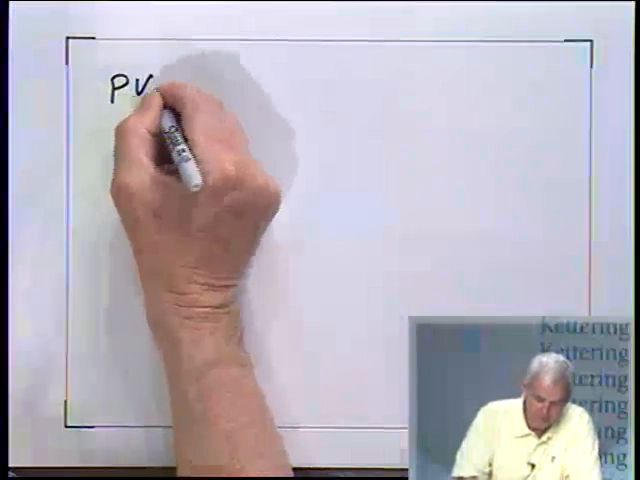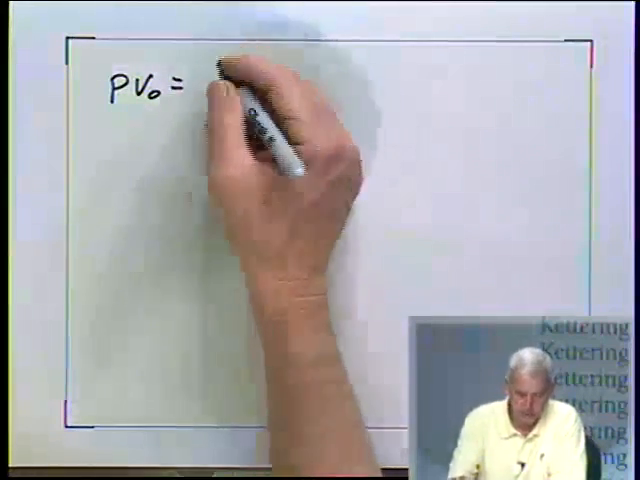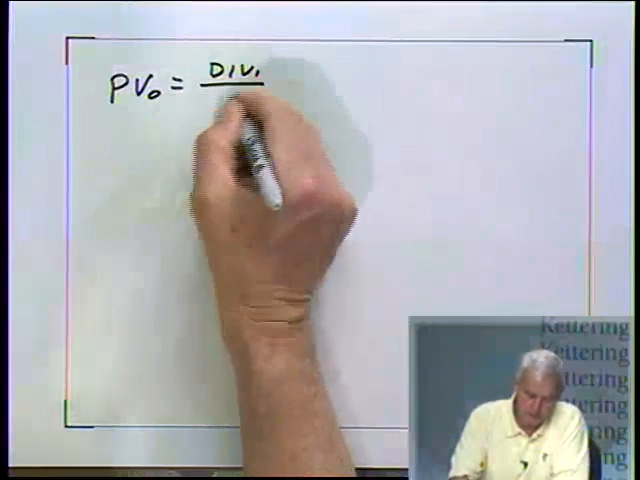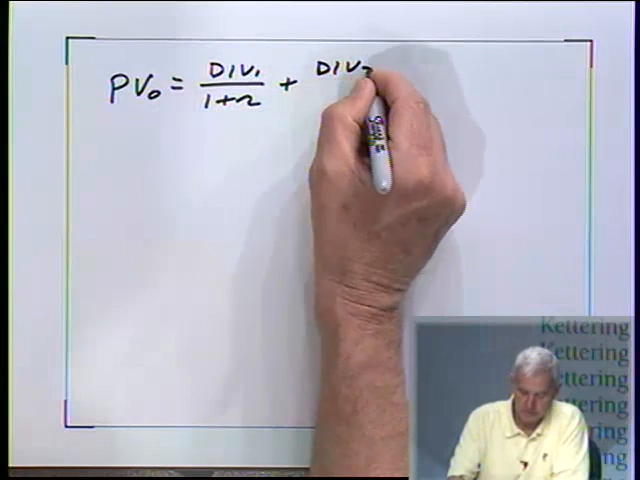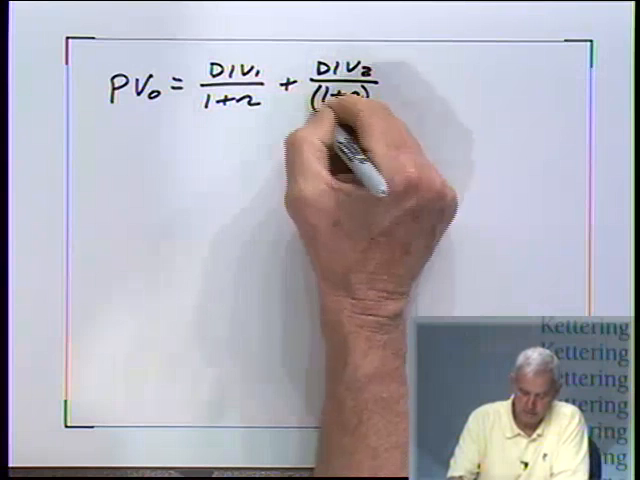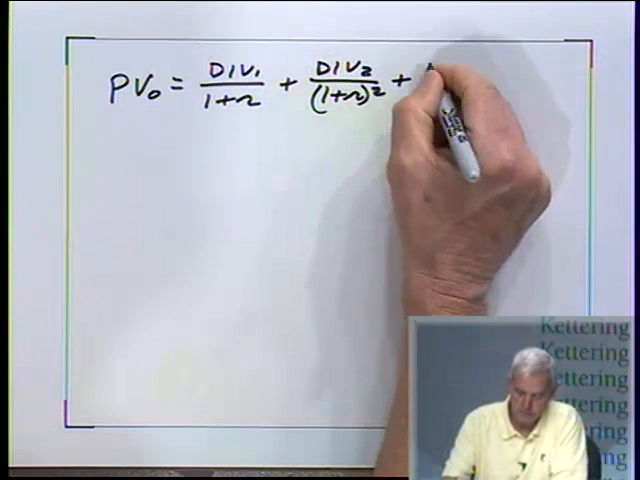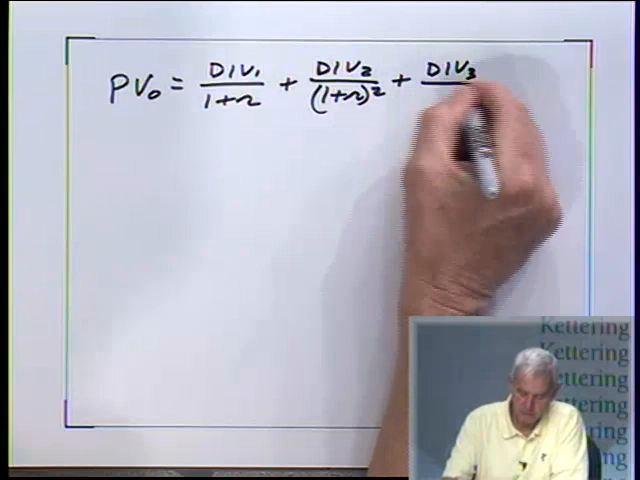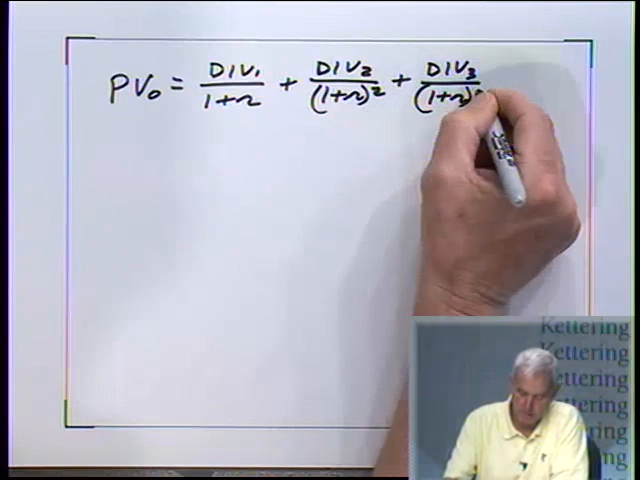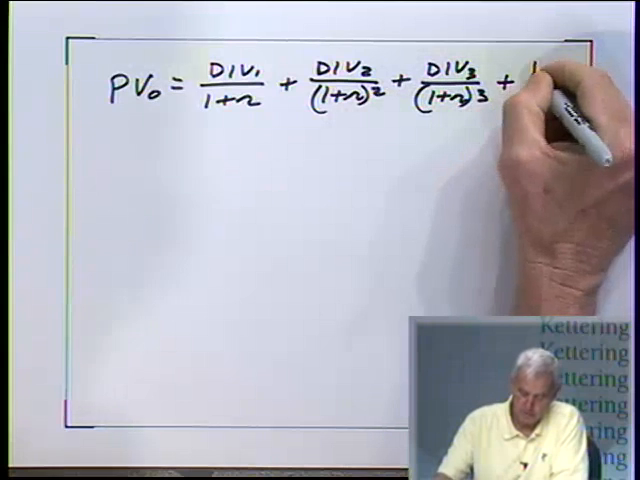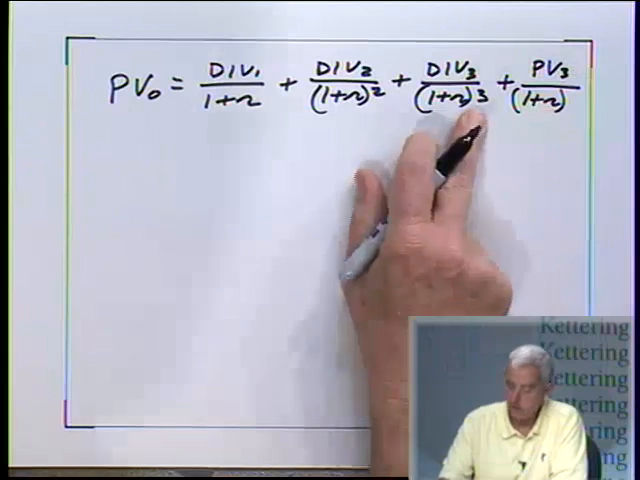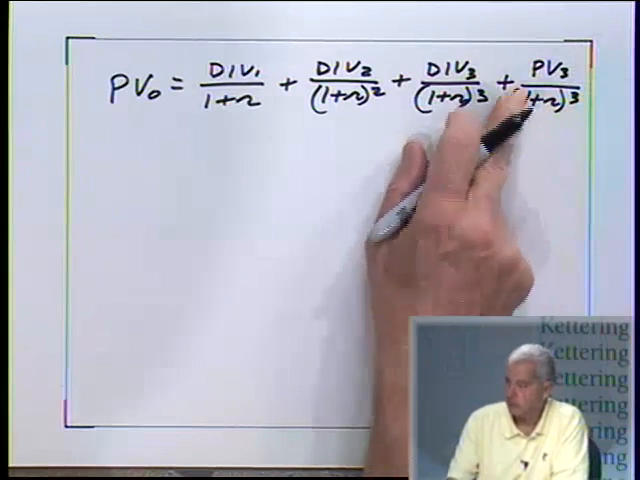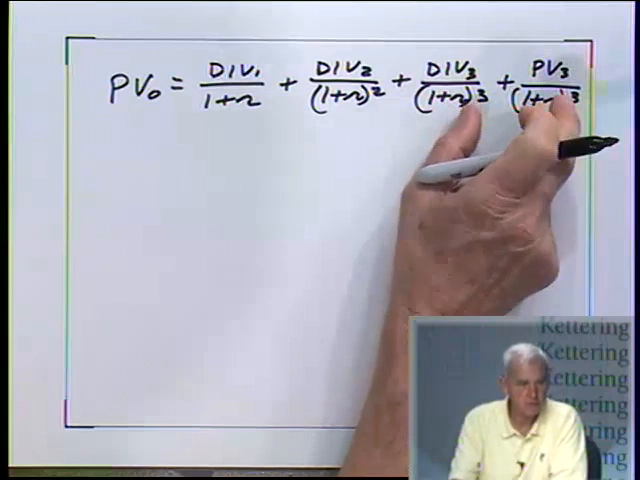The model I had was PV0. Let me write it down here again. This should be in your notes. It was div 1 over 1 plus R, div 2 over 1 plus R squared, div 3 over 1 plus R cubed, plus PV3 over 1 plus R. And notice, this is still cubed. It's not to the 4th. These are the same number of time periods.